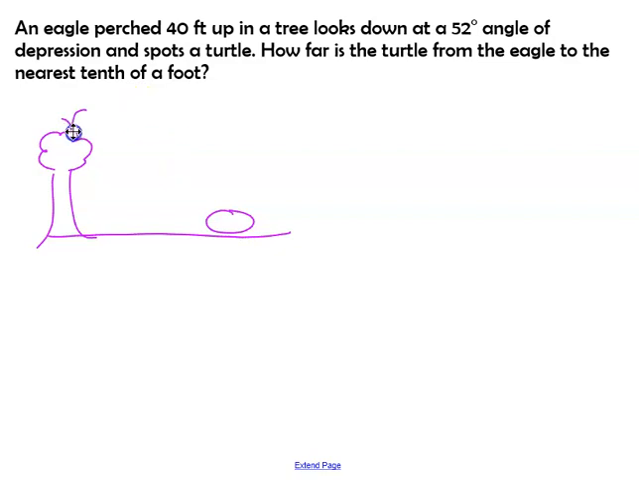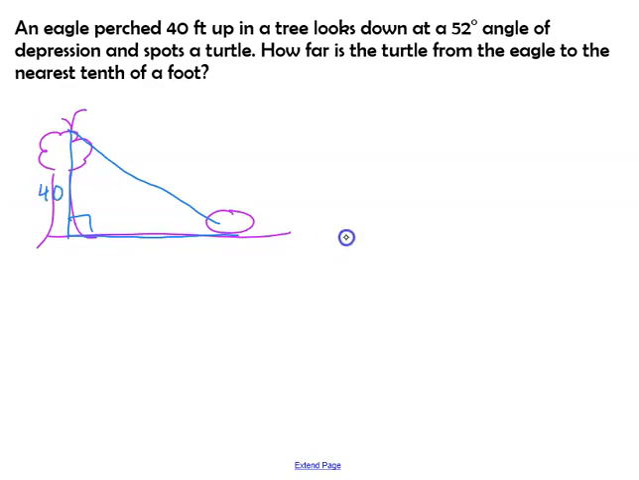So we need to find our right triangle. Here we have the eagle to the turtle, his distance to the ground, how tall the tree is, and how far the tree is from the turtle. This is going to be our right angle. Now it says the eagle is perched 40 feet up in the tree. So this height right here, this is going to be our 40 feet.